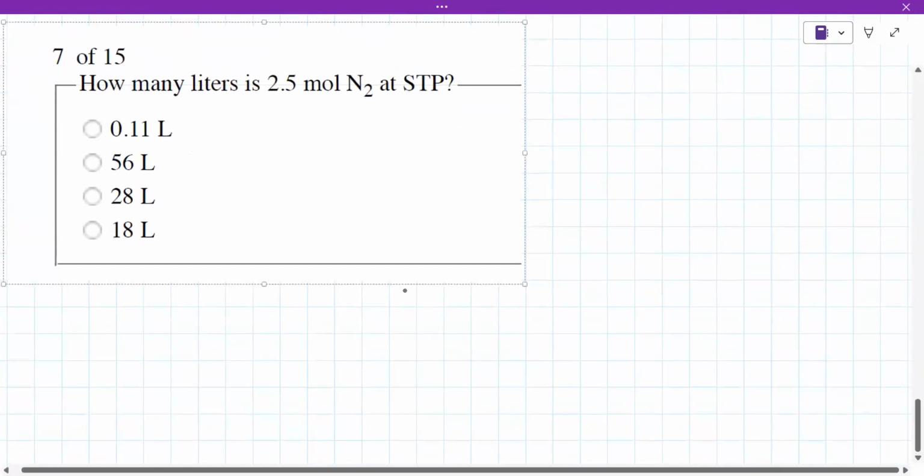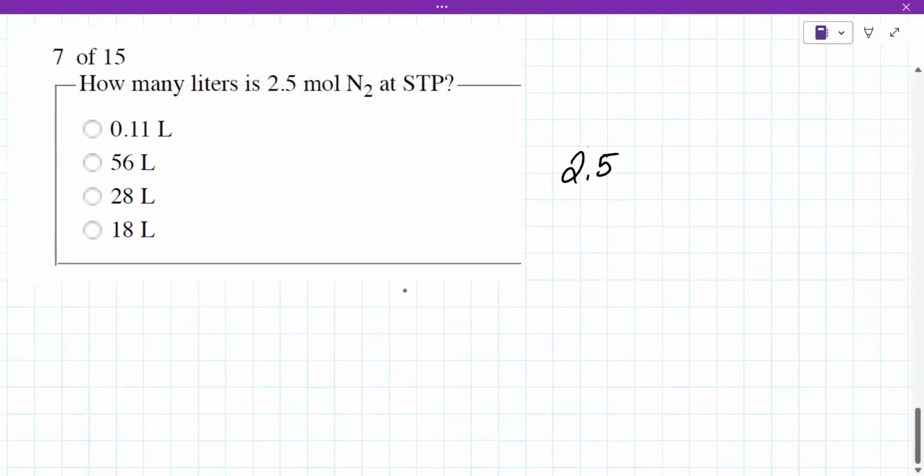So the conversion is 2.5. You start with the moles N2 times, in 1 mole there are 22.4 liters, which is a known conversion. There's nothing hidden. That's an accepted value. What you're referring to is Avogadro's number, which sometimes works, but not in this problem. 22.4 times 2.5 is 56 liters. Yeah, there you go. Good.